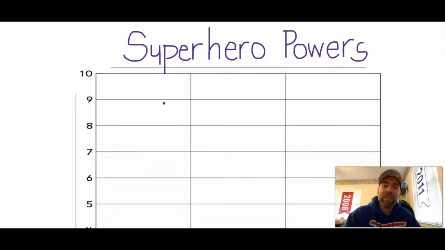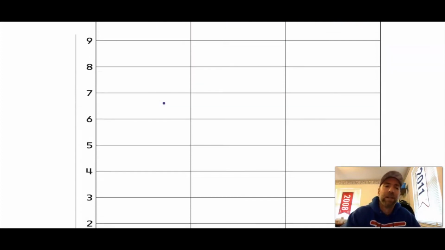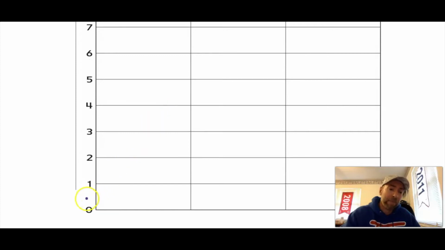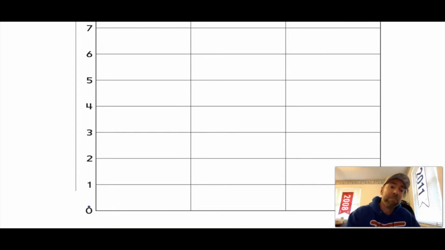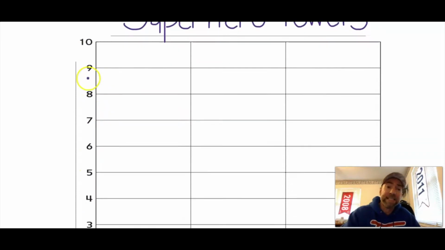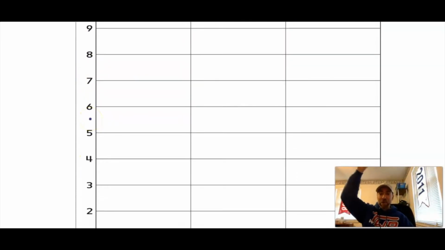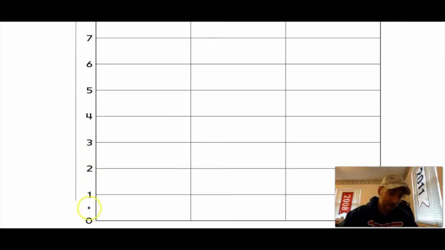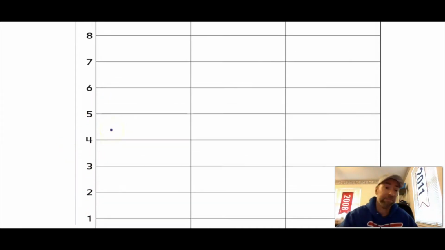Now, we have to label something else. Along the side of my bar graph, I have some numbers. These numbers represent the kids that voted. So I have to make sure that we know what these numbers represent. These numbers represent you, the kids. So let's write kids on the side.